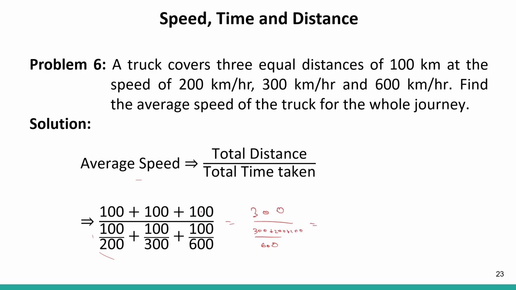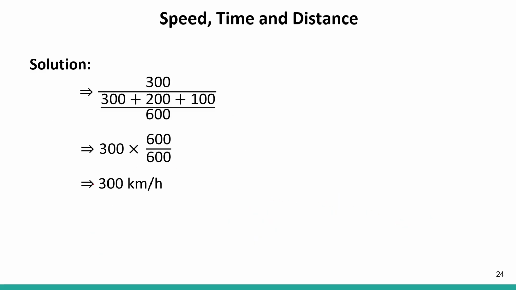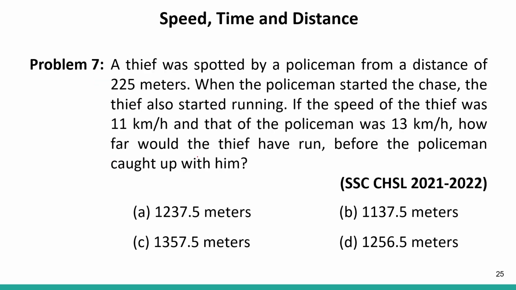So this will be equal to 6 into 3 is equal to 18, 0, 0, 0, 0 whole by 5 and 6, so it will be 600. So cancelling the zeros out, we are left with 300. So 300 is the correct answer here. So it will be 300 km per hour if we solve this. We will be left with 300 into 600 by 600, that is equal to 300 km per hour.